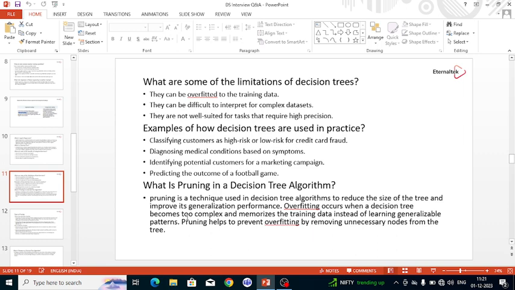Okay. The next question is, what is pruning in a decision tree? It is the most important topic. Each and every interviewer can ask this question, so be prepared for this. Pruning is a technique used in the decision tree algorithm to reduce the size of the tree and improve its generalization performance. Overfitting occurs when the decision tree becomes too complex and memorizes the training data instead of learning generalizable patterns. Pruning helps to prevent overfitting by removing unnecessary nodes from the tree. So simply, we can say that pruning is reducing the tree size and improving the generalization performance. This is the most important thing.